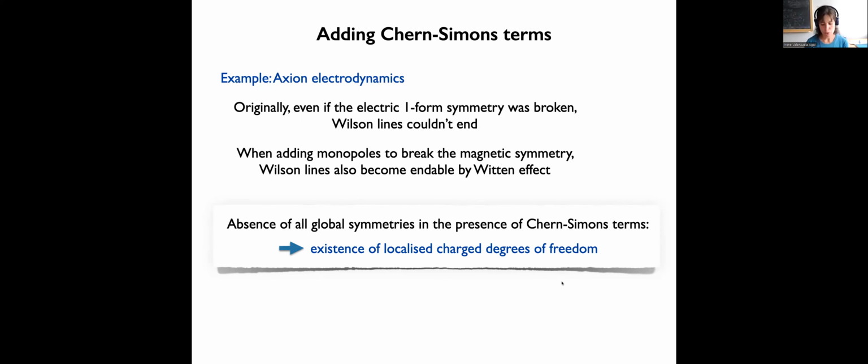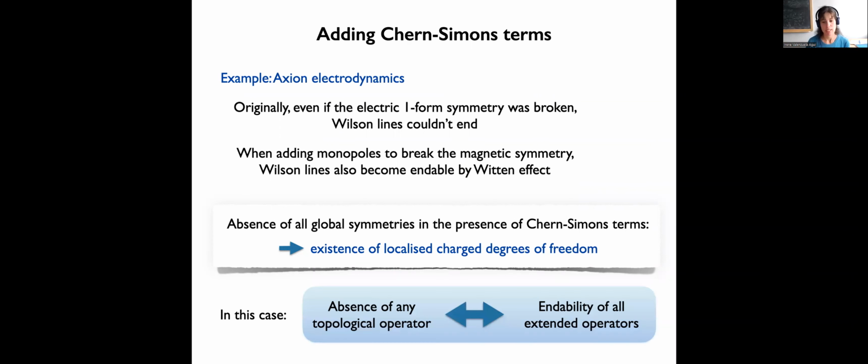So two messages. First, the absence of global symmetries in the presence of Chern-Simons terms requires the existence of localized charge degrees of freedom always in the objects. This is just by the symmetry, by consistency. And also, one recovers the one-to-one correspondence between no topological operators and endability of all operators. It's just that you have to take everything into account. You cannot just split, of course, electric and magnetic. By requiring to break the magnetic symmetry, in the end you're also going to generate the electric degrees of freedom. And you have to check everything at once.